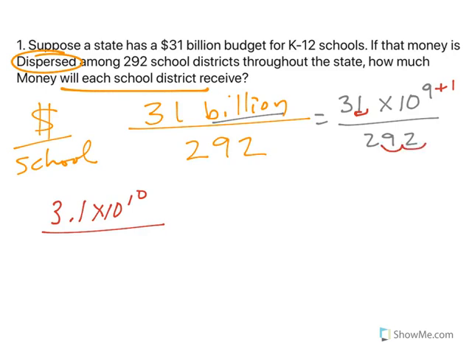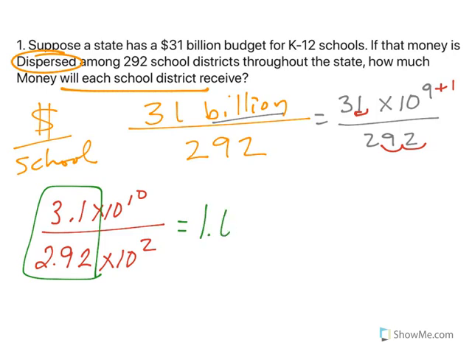Down here, I move it 2 places over, so I have 2.92 times 10 to the 2nd. And now I can divide. I divide my numbers here, and I end up with 1.0616. I rounded. I subtract my exponents, so I get times 10 to the 8th.